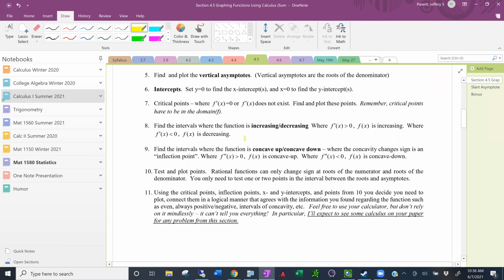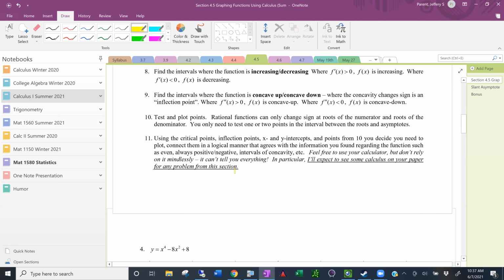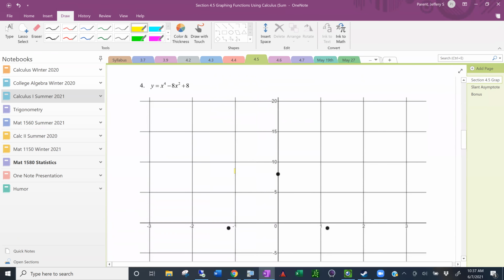So there's a lot of things you can look for. Intercepts, vertical asymptotes, increasing and decreasing. So here's where your calculus kicks in. Inflection points, concave up, concave down, all kinds of things come together. Now we're going to focus mostly on the calculus part of it, and we'll start with this one right here.